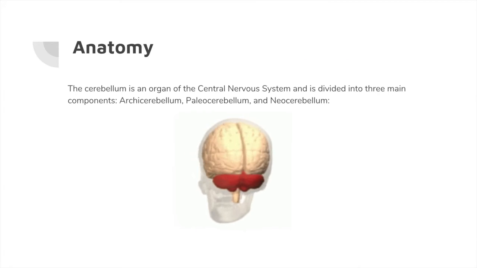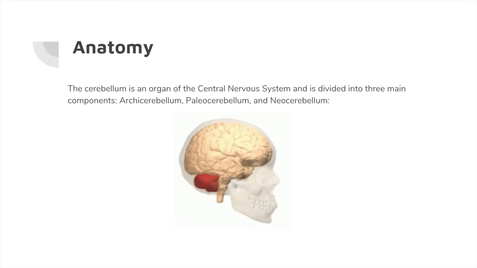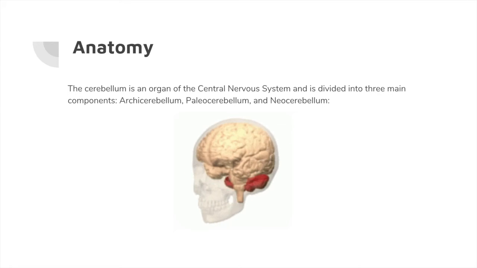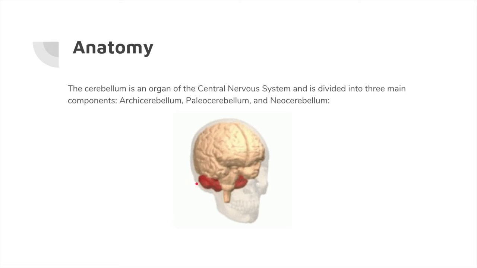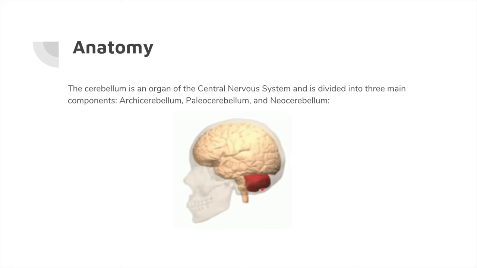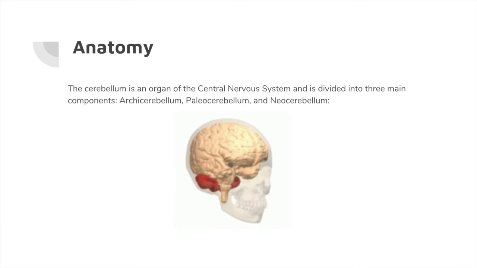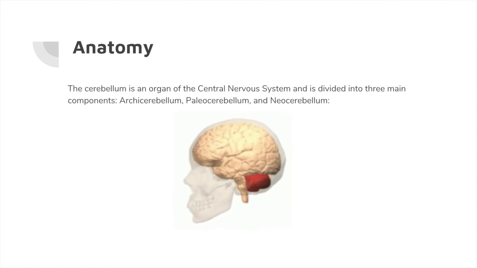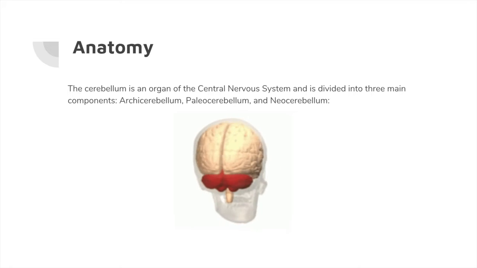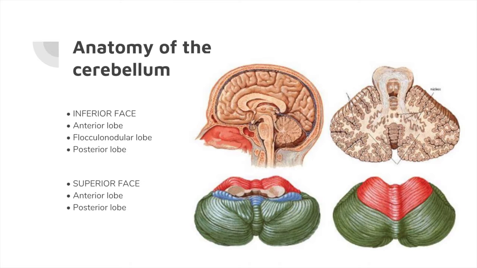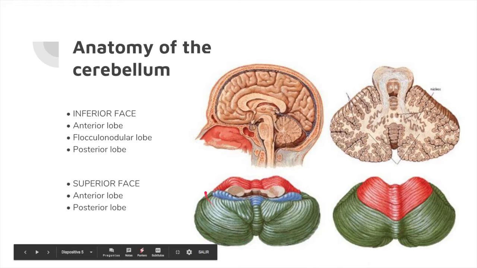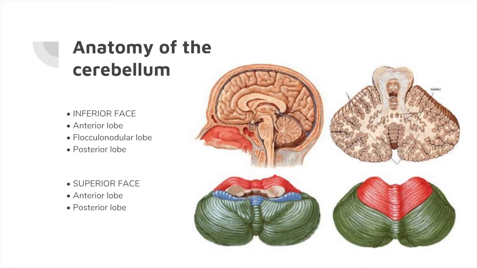The cerebellum, as we already said, is an organ of the central nervous system, and it's located in the posterior pit of the skull. It's divided into three main components: the archicerebellum, the paleocerebellum, and the neocerebellum. So right here we have the cerebellum, painted with three colors that correspond to each part of the cerebellum that we explained before.